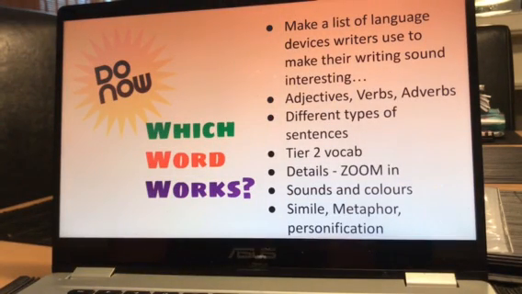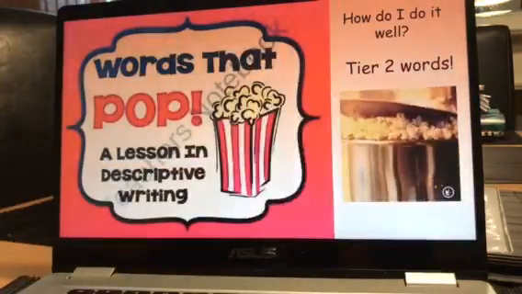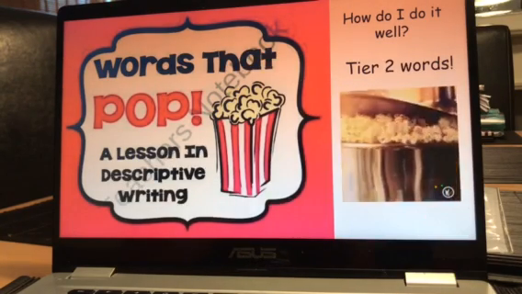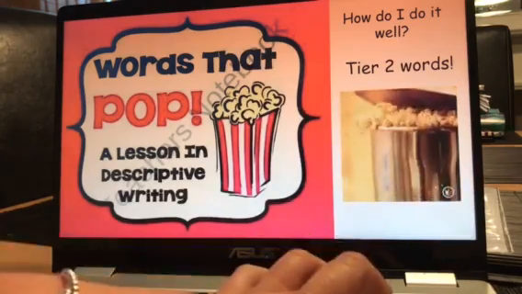Here are the things you should have come up with: adjectives, verbs, adverbs, different types of sentences, tier 2 vocab, focusing on the details. We always zoom in on details, especially when we are writing description and stories. Use sounds and colours. You might have remembered simile, metaphor and personification. All of those are the words that make our writing pop, like our lovely popcorn here. So how do you do it? Well, you use words that pop.